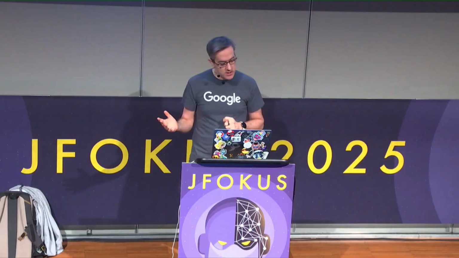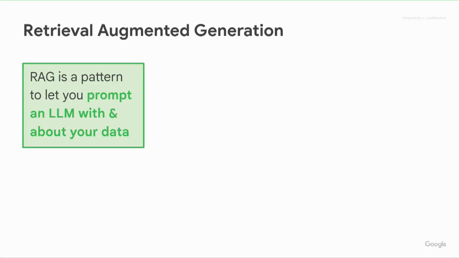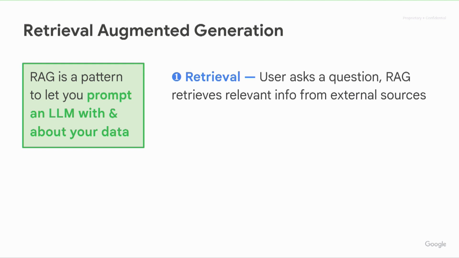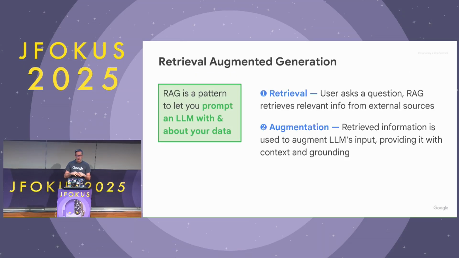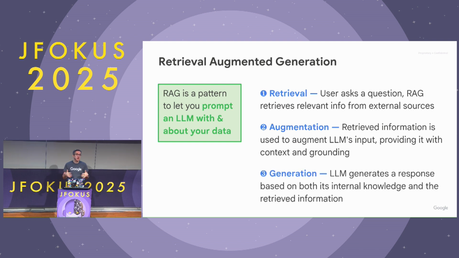So, retrieval augmented generation, the 3 letters. Retrieval is all about how to search for information. You have a user asking a question and you want to search for information related to that question. The augmentation is how you're going to pass the information that is retrieved into the prompt of the LLM. And the generation, well, that's the LLM generating its answer.